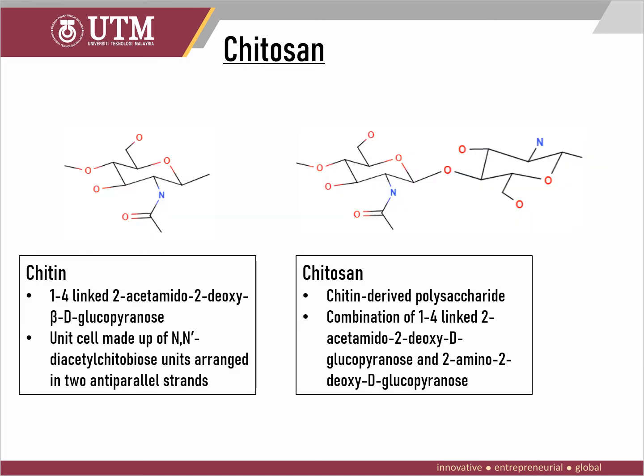As you can see on this slide, there are two molecular structures. On the left hand side is chitin and on the right hand side is chitosan. The chemical structure of chitin is made up of 1,4-linked 2-acetamido-2-deoxy-beta-D-glucopyranose. The most typical type of chitin is alpha chitin. Its unit cell is made up of N,N-diacetylchitobiose units arranged in two antiparallel strands.